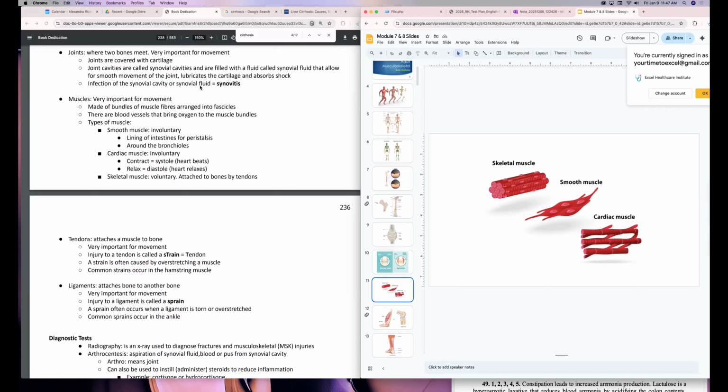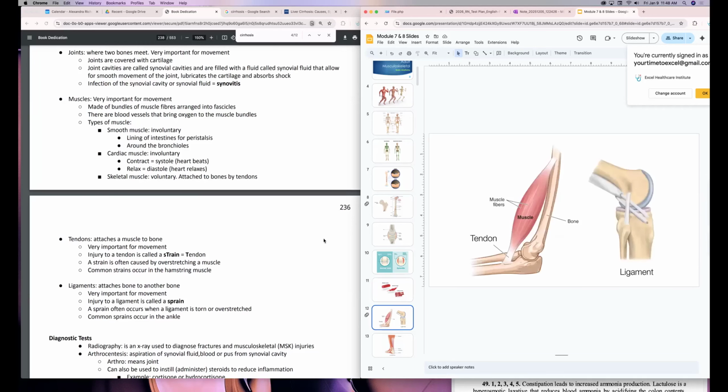Cardiac muscle is also involuntary, thank God. You don't have to worry about your heart beating, it's just going to do it on its own. That's what helps your heart to contract and relax. Skeletal muscle, which is what we're learning about today for musculoskeletal, is voluntary. You have control over the movement of your skeletal muscle. So you have control over getting up and going to the bathroom, sitting down. Muscle is attached to the bones by structures called tendons.